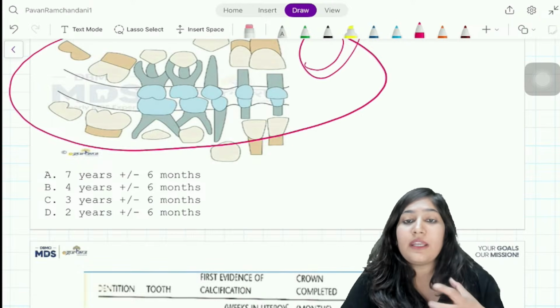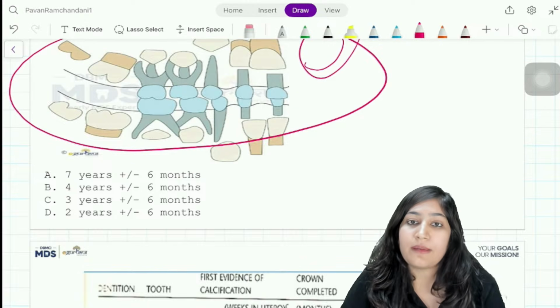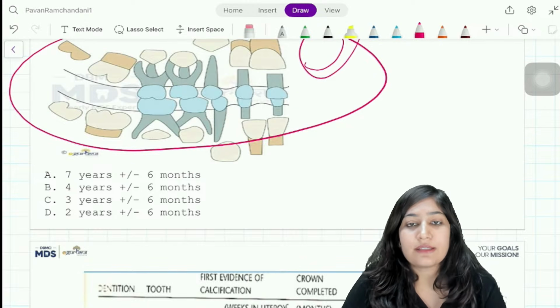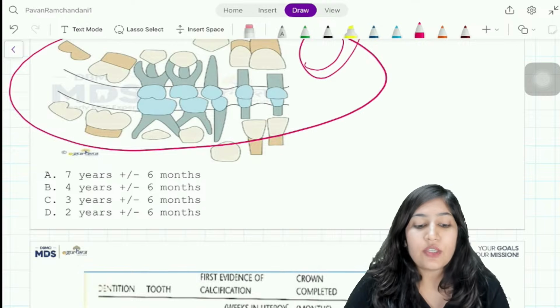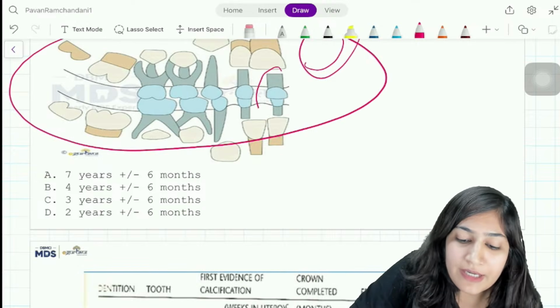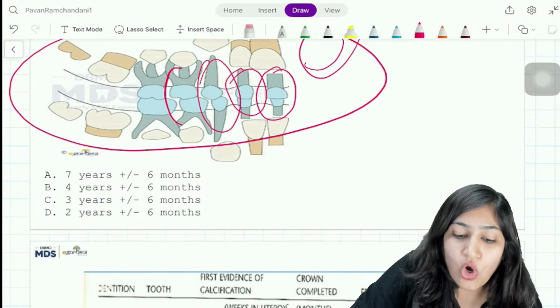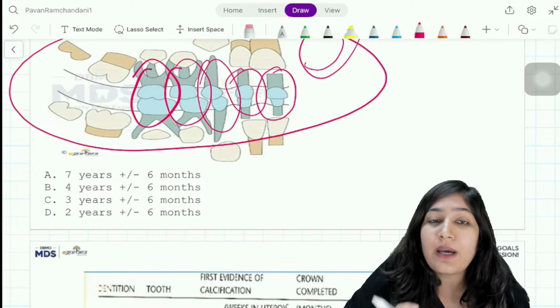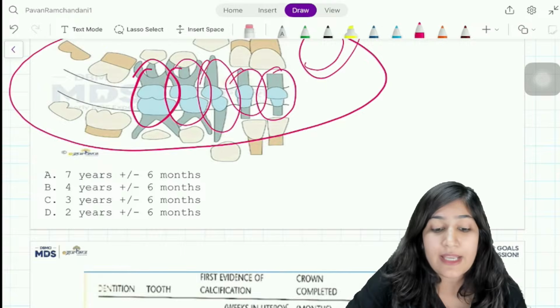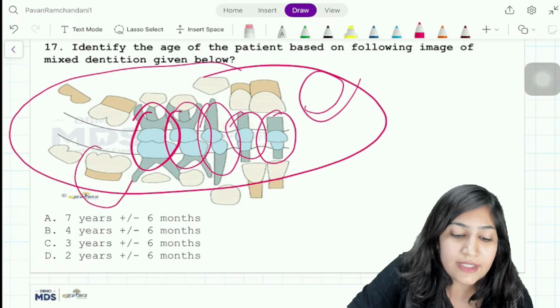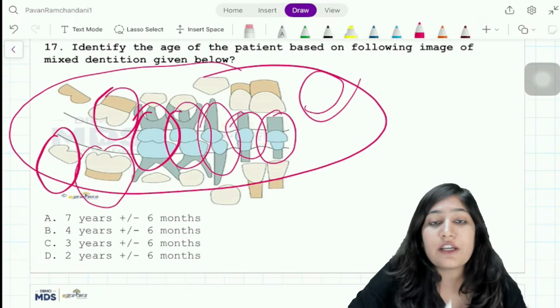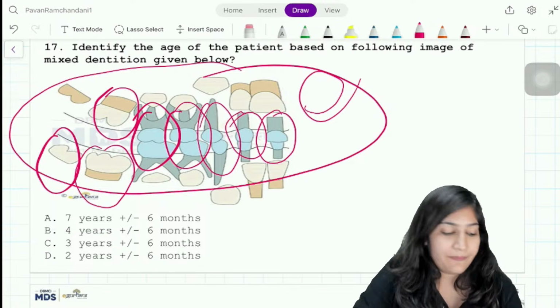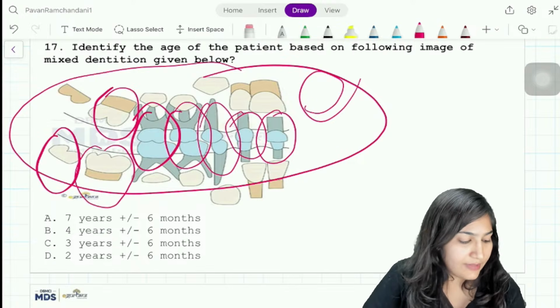Basically, our primary dentition develops between 6 months till 2.5 years, right? Here you can see that these blue teeth are our primary teeth. So all the primary teeth are present here, and none of the permanent teeth have yet erupted. Can you see any permanent teeth erupted? These white teeth are our permanent teeth. Even the first molar has not yet erupted. So what will be the correct answer here?